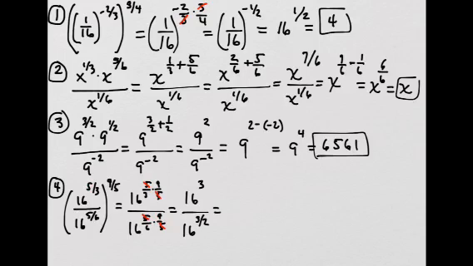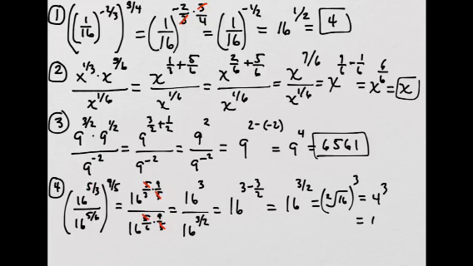So when you subtract 16 to the 3 minus 3/2, that leaves us with 3 minus 1.5, which is 1.5, right? Or 3/2. And so the square root of 16 raised to the 3rd power. So that's 4 to the 3rd, 64.